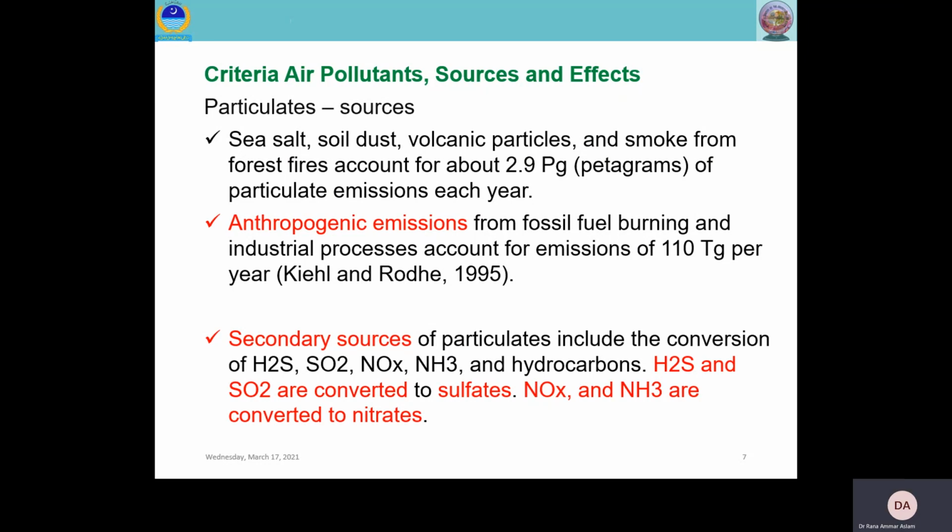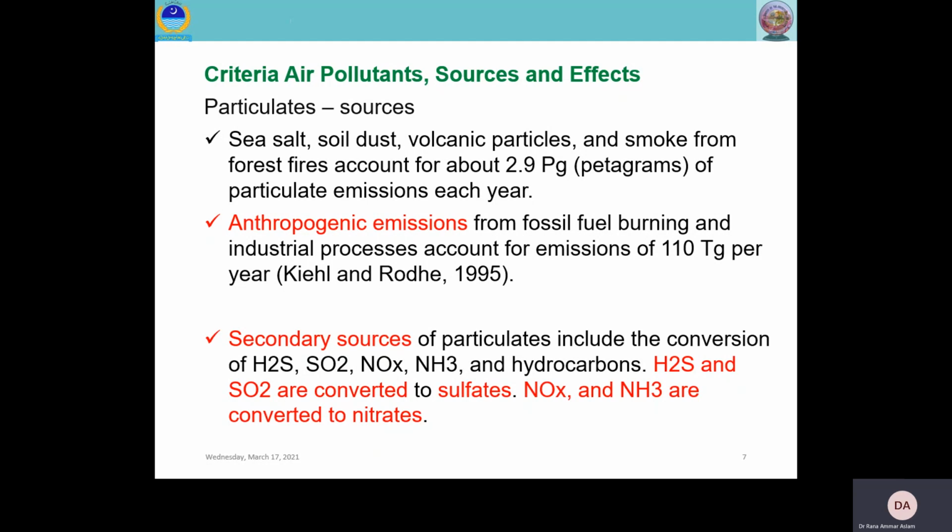And forest fire is the major contributor of the particulate matter. In terms of their quantities, again, natural sources are the major contributor of particulate matter. As you can see from here, almost 2.9 or almost 3 petagrams of particulate matter is being added to the atmosphere from the natural sources, and especially from forest fire. Compared to that, the anthropogenic sources' contribution is only 110 teragrams per year.